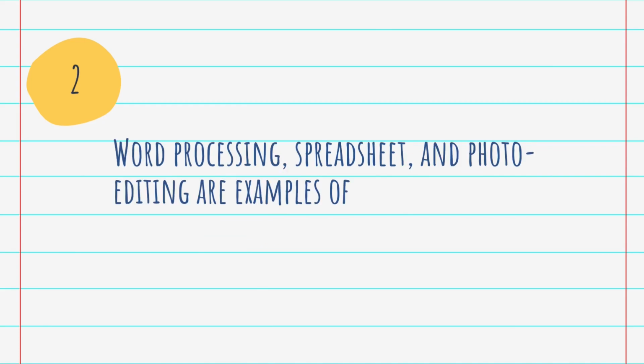Question number 2. Word processing, spreadsheet, and photo editing are examples of. Answer is application software. Application software is a computer program designed to help people perform an activity. Common examples of application software are Microsoft Word, Spreadsheet, VLC Media Player, Firefox or Google Chrome, accounting applications, photo editor, mobile apps such as video games, WhatsApp, etc.